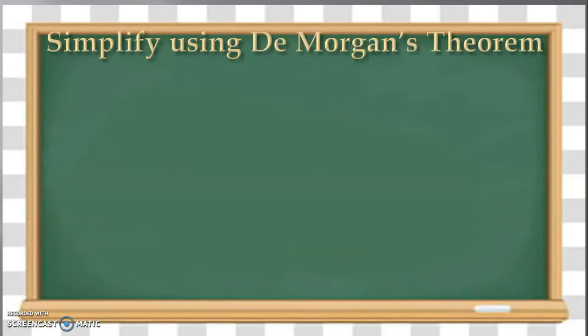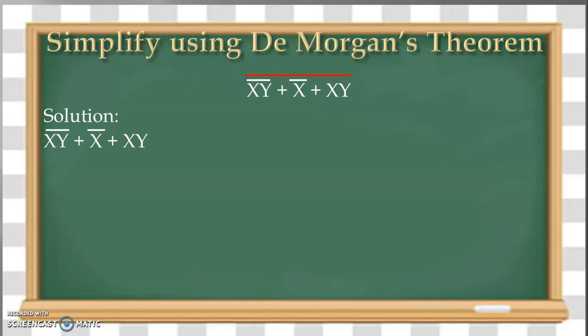One more example we take. We do the simplification, but now we use De Morgan's theorem. So the given Boolean equation is xy bar plus x bar and whole bar, right? So now what we do is we simplify, but now we have to use De Morgan's theorem. So solution, we write our given Boolean equation as it is. So xy bar plus x bar and whole bar.